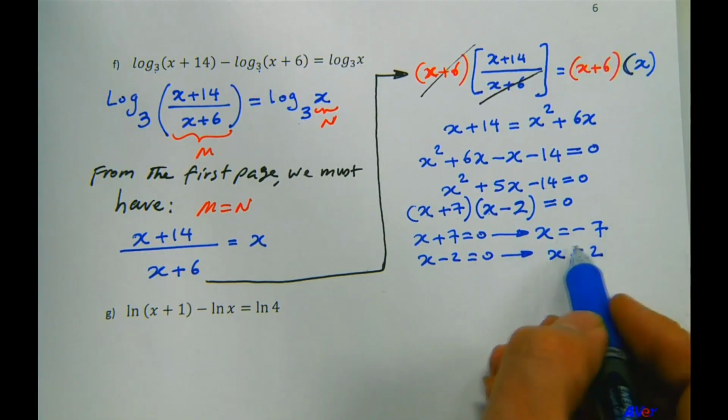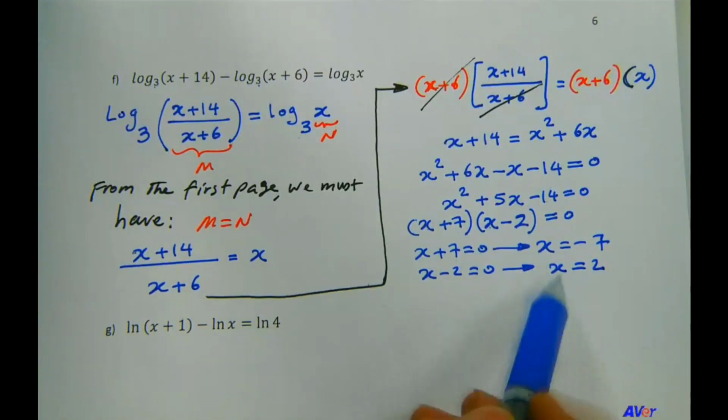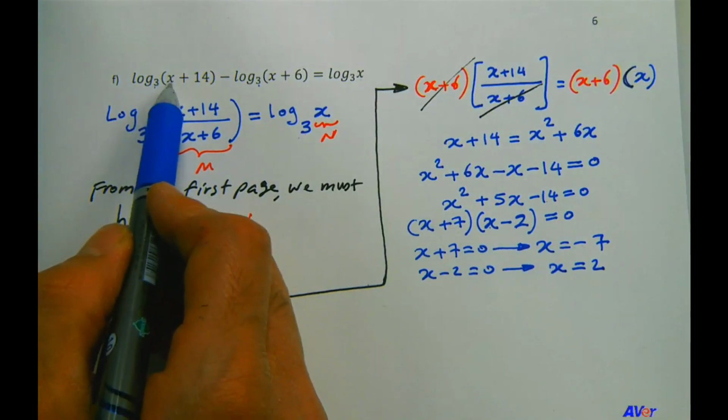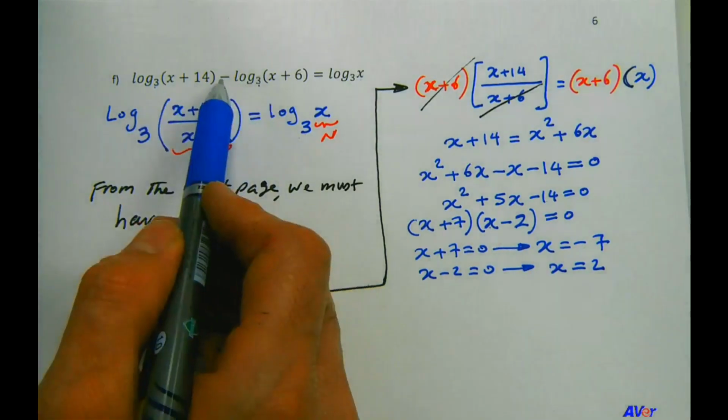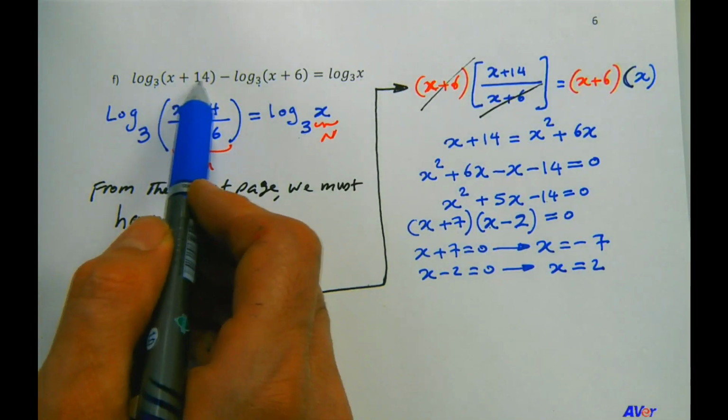Can we accept both? No. We need to check. So, negative 7 in here, would it check out? Yes, negative 7 plus 14 is positive 7. So negative 7 is within the domain of this one.